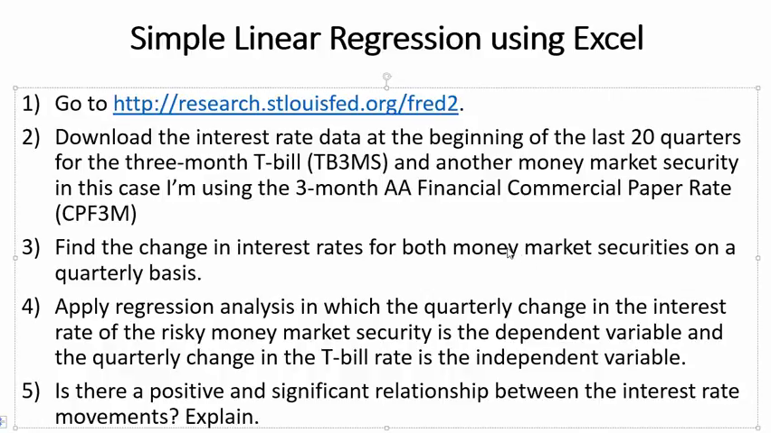For this assignment, we're going to use a linear regression in Excel. First, we're going to get the data from FRED, the Federal Reserve Depository. Then we're going to get the two series, the T-bill 3-month rate and the commercial paper. Finally, we're going to get the change in interest rates on both, and then run the regression and interpret the results, or whether there is a significant relationship or not.